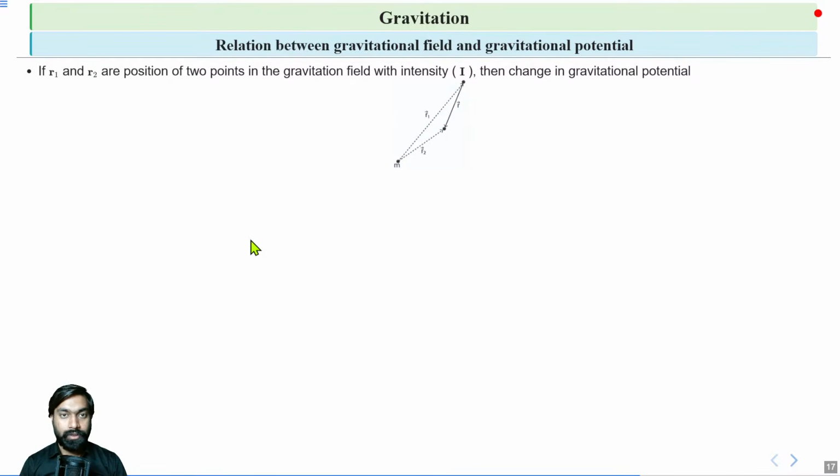Now the relation between gravitational field and gravitational potential. If r1 and r2 are the positions of two points in a gravitational field with intensity capital I, then we can write the change in gravitational potential: V2 minus V1 equal to minus the integration from r1 to r2 of I dot dr. So this is very important. So dV equal to minus I dot dr.